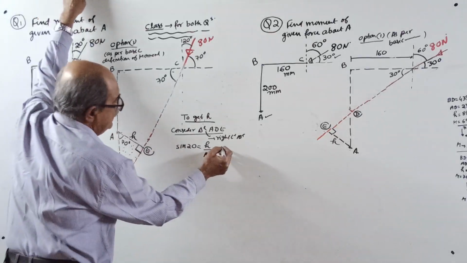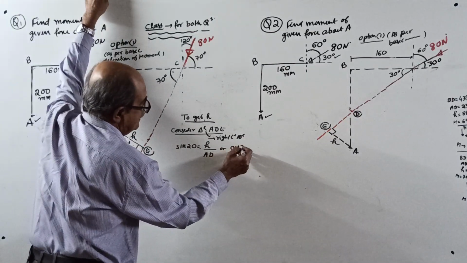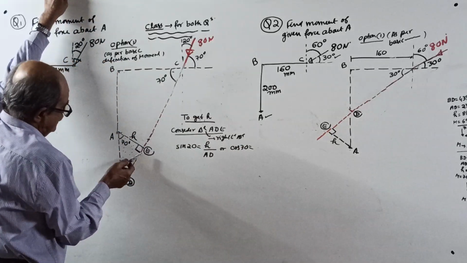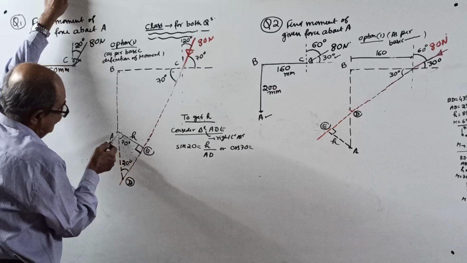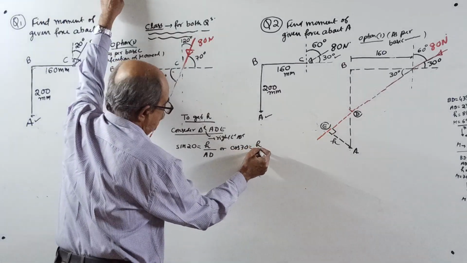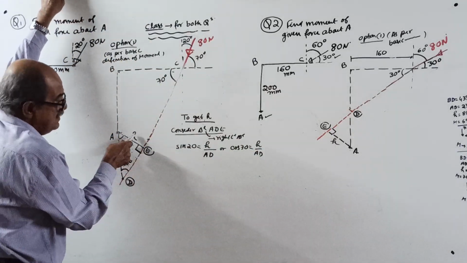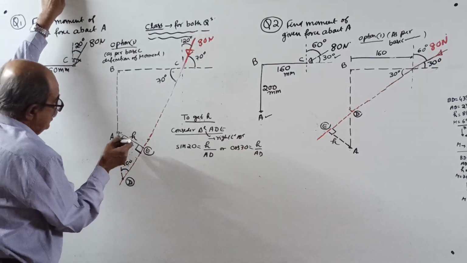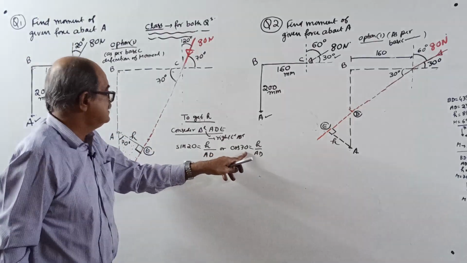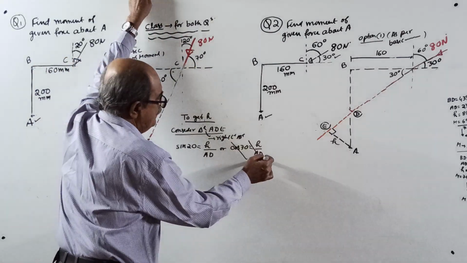Or you can do one thing, your choice. You can write cos 70 equal to, both give the same answer. If you use cos 70, what happens? Once again, H divided by AD. Both are the same. Why? When you use sin 20, H is the opposite side over the hypotenuse. When you use 70 degrees, H is the adjacent side. So sin 20 equals cos 70. So this is not required. One of them is sufficient.